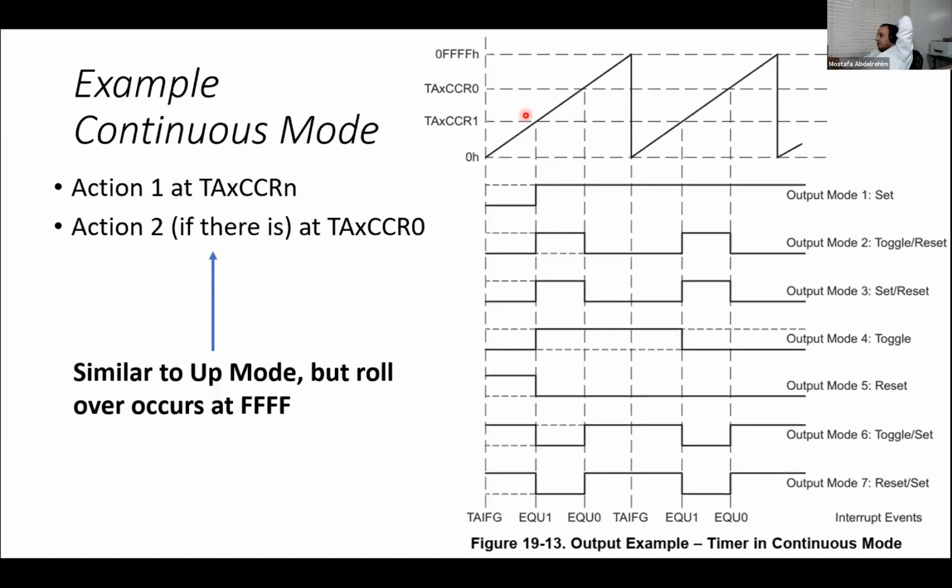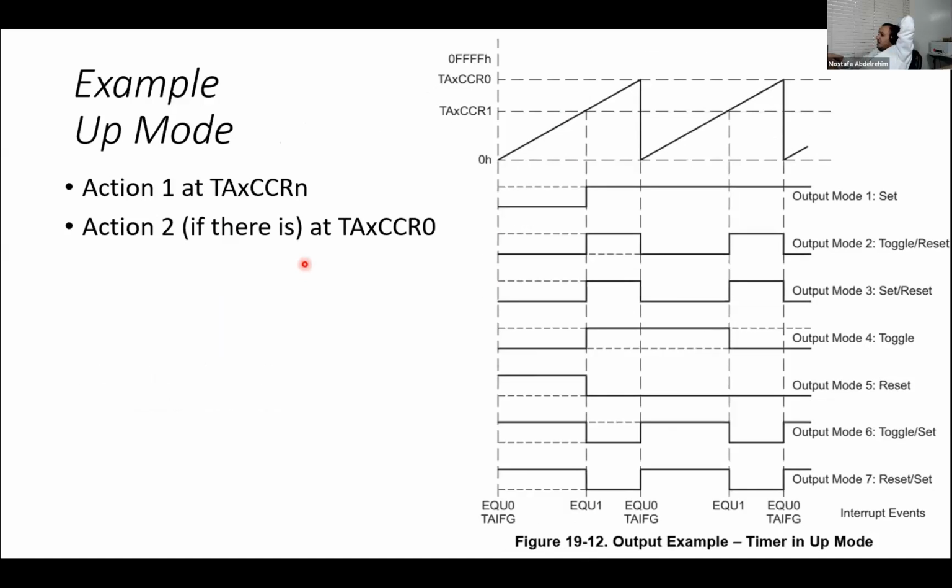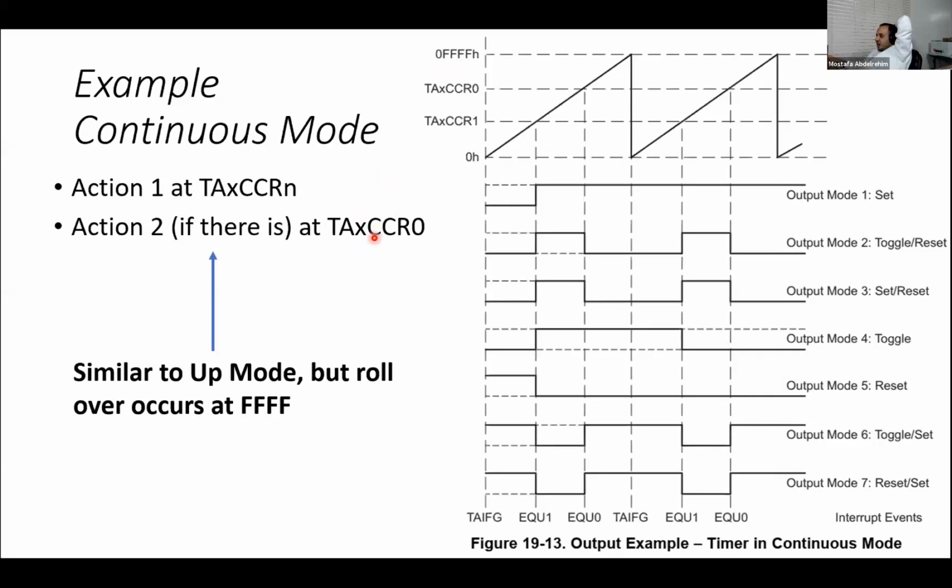Okay. The only difference between that one and that one is that here the rollover is also CCR0, but here the rollover is fixed at 4F. Okay, and this changes the signals a little bit. If you compare both, you will see a slight change.